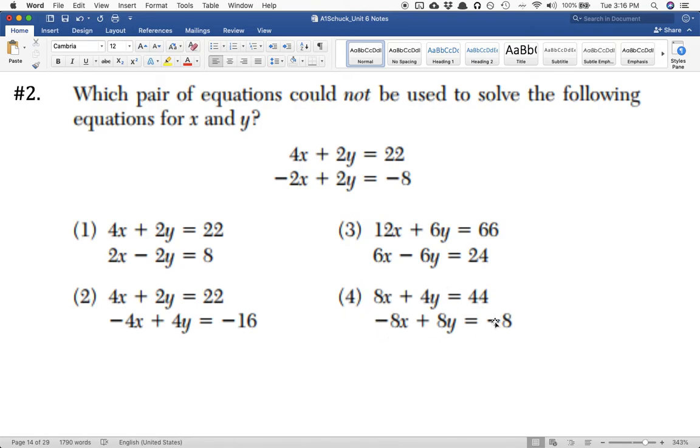This is the one that could not work because they didn't multiply the entire bottom equation by the same number. They only multiply the left side. You're not allowed to do that. You have to multiply the same thing to both sides.